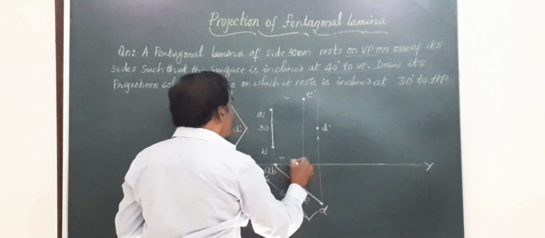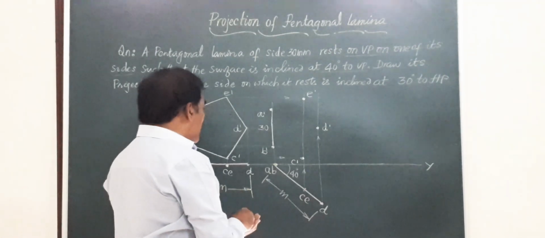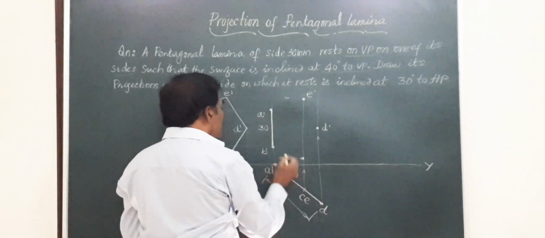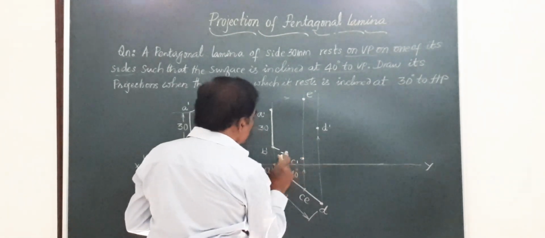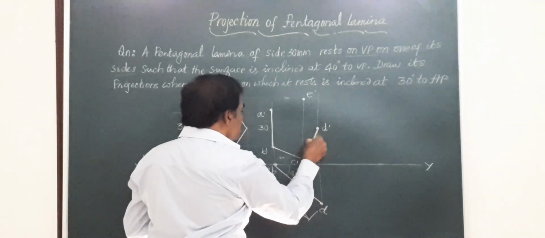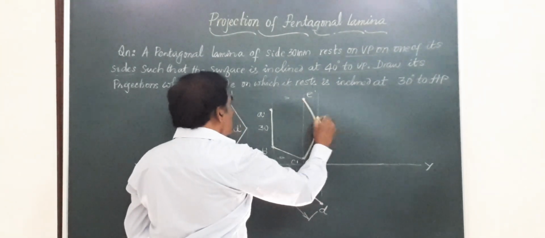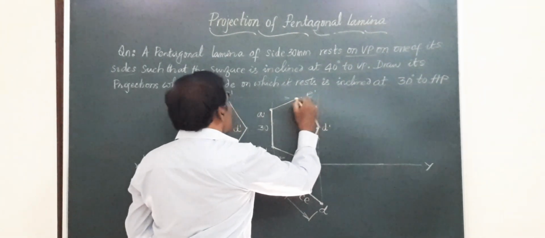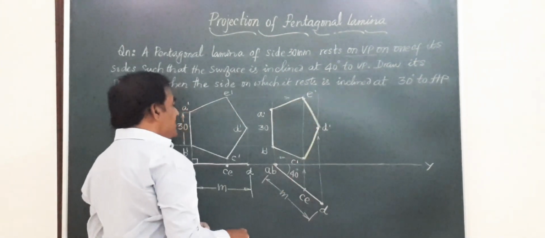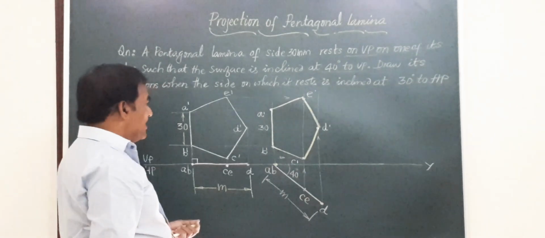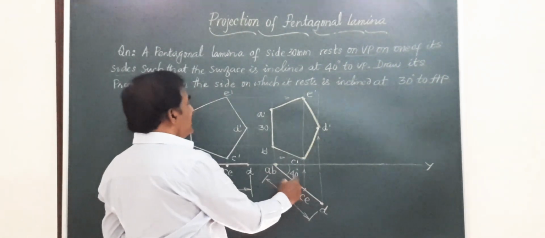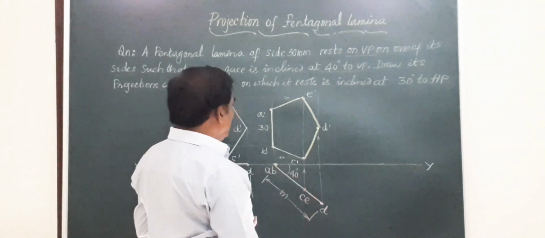Friends, you have got all the five corners of the lamina. Join all these by straight line. So join A to B, B to C, C to D, D to E, and E to A. Friends, this figure will give you the front view of the lamina when its surface is inclined at an angle of 40 degrees to VP.